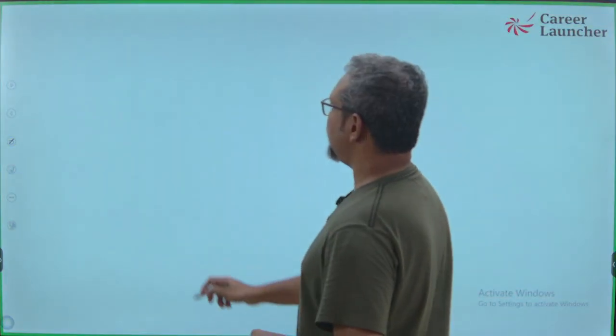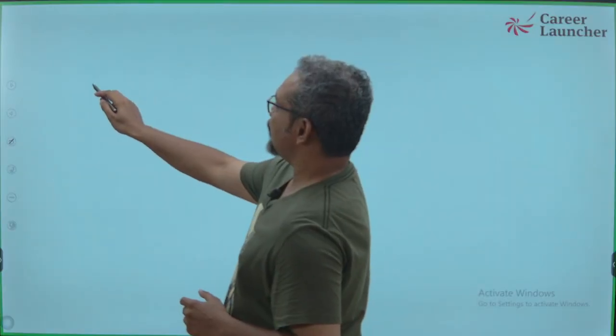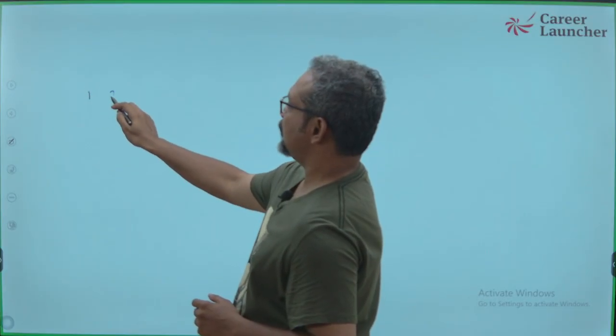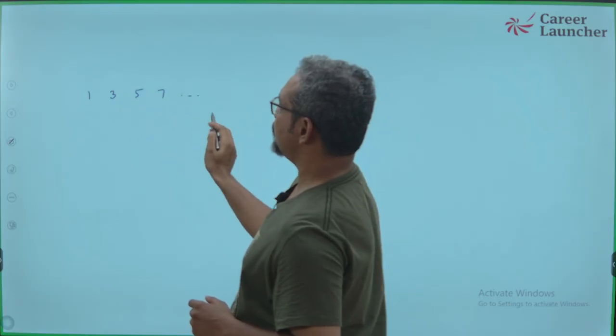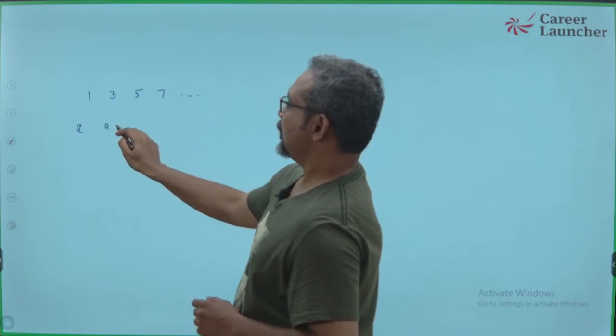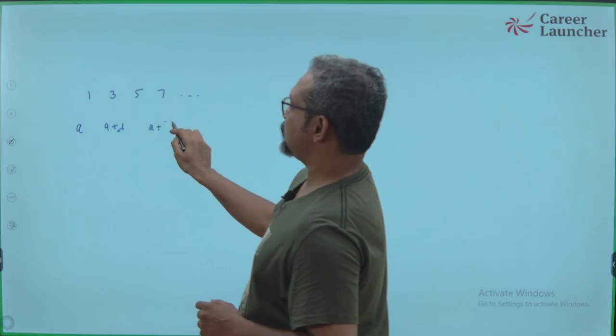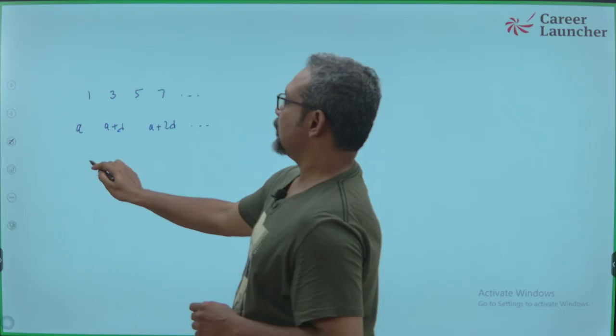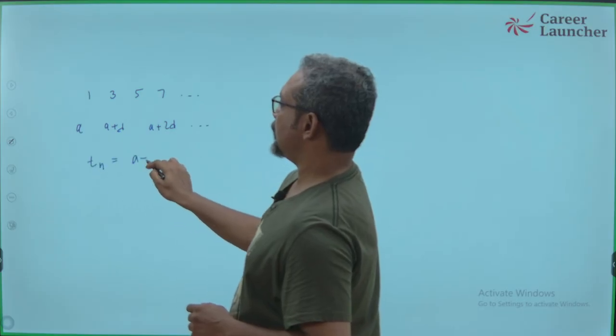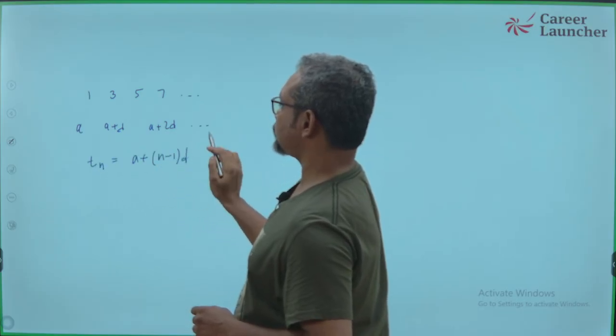So what is an AP? AP terms have a constant difference. So like 1, 3, 5, 7, constant difference of 2. Generalizing: A, A plus D, then A plus 2D and so on. The nth term is A plus (n minus 1)D.